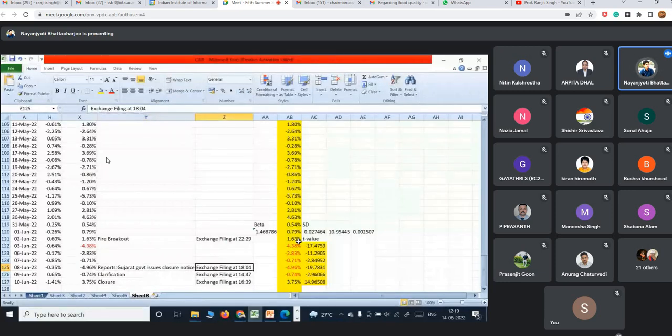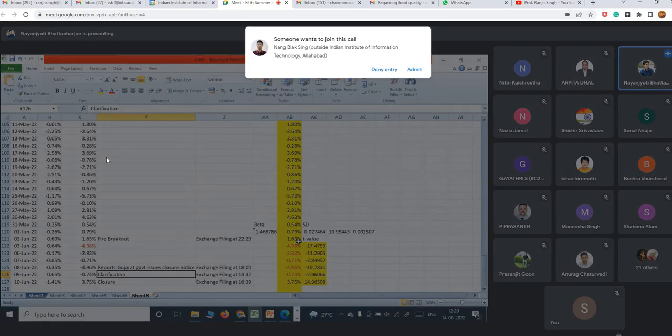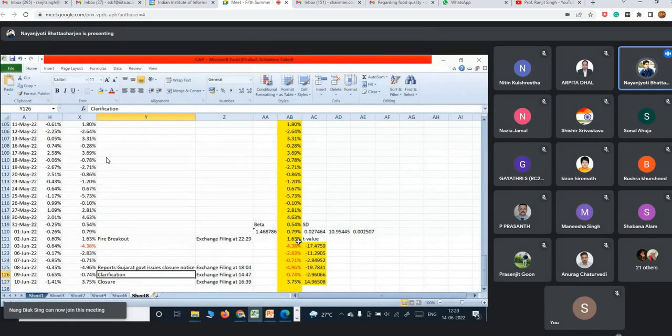The clarification was sought by the stock exchanges on whether this information is true. On 9th of June, by afternoon, they gave a clarification saying that the investigation is going on. As of now, they have not received the closure notice, but they are cooperating with agencies. But on 10th of June, after this clarification came, there was a positive price movement. So the stock prices recovered because they did not confirm that the closure notice had come.